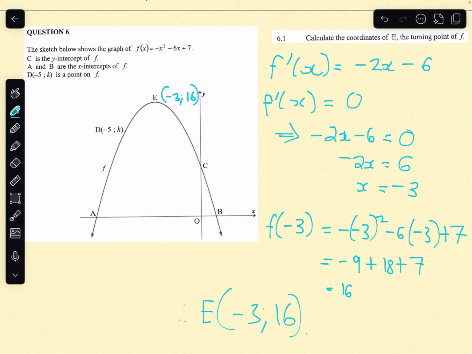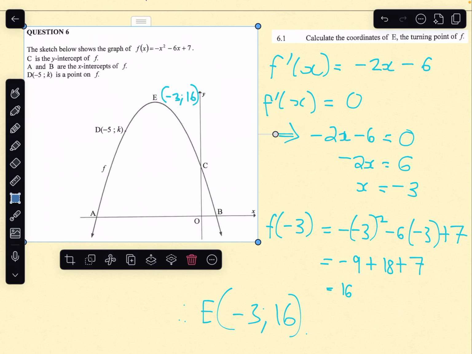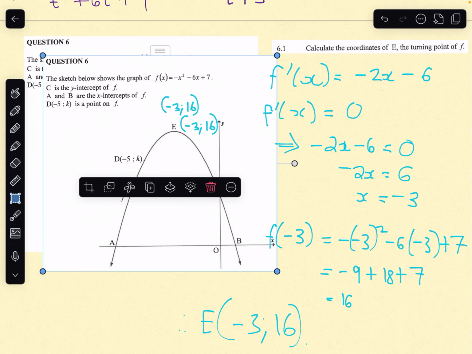Okay, so now I'm going to take my diagram to the next page. Hello? Okay, thank you.